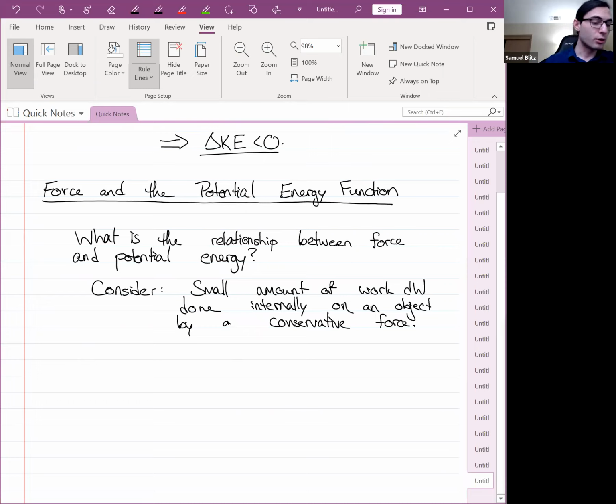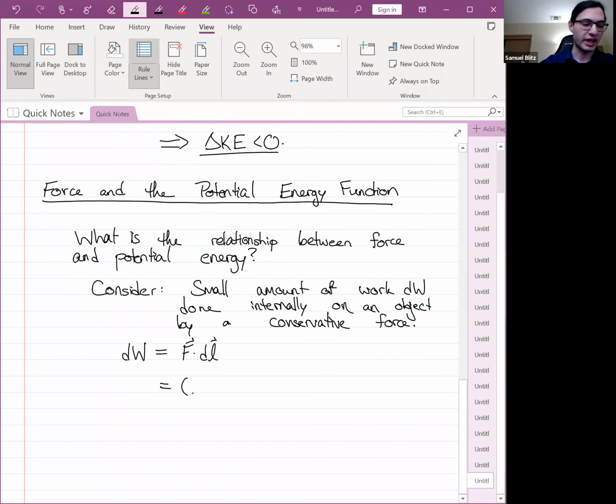Yeah, so the small amount of work, dW, well, we know that the way you find the total work is by integrating a bunch of small amounts of work. And we know how to do that. You just integrate F dot dl. So a small amount of work done by an internal conservative force, this force F, should be equal to that force dotted into that path length vector dl.